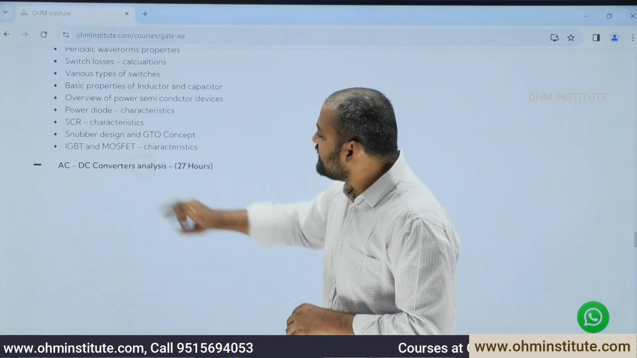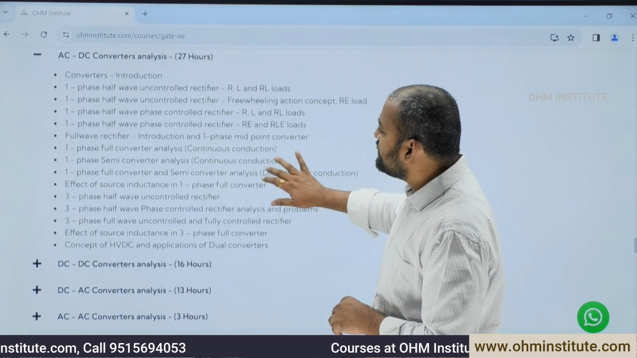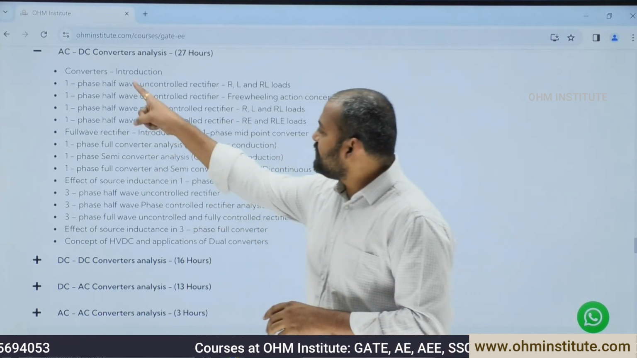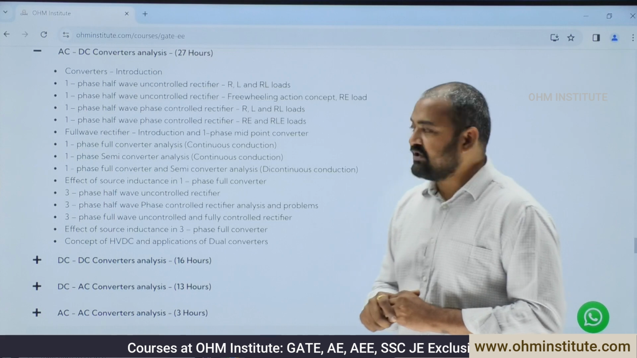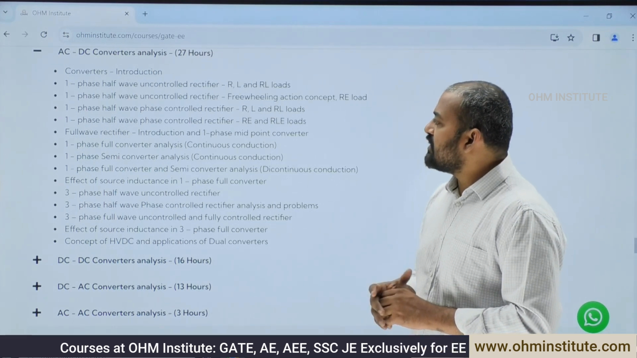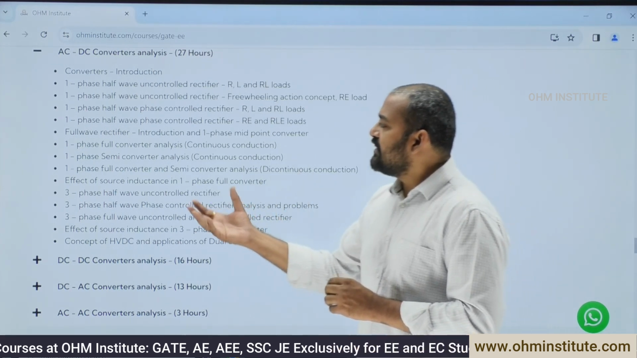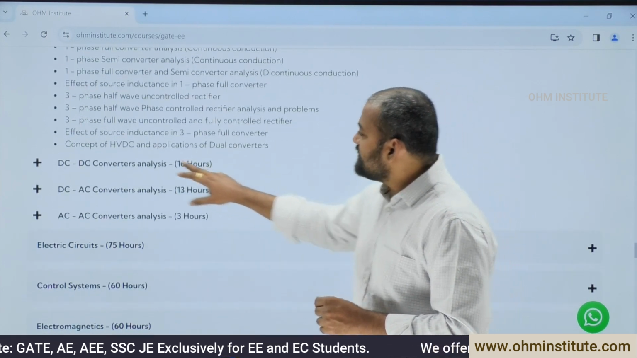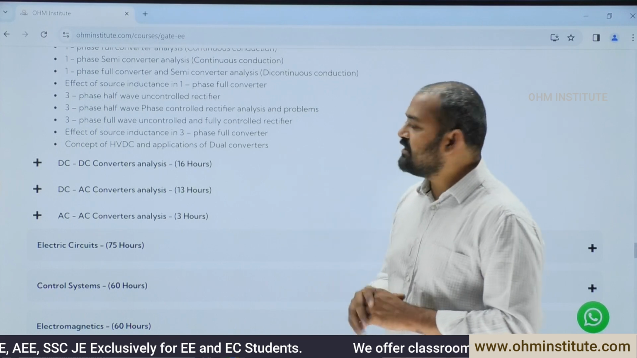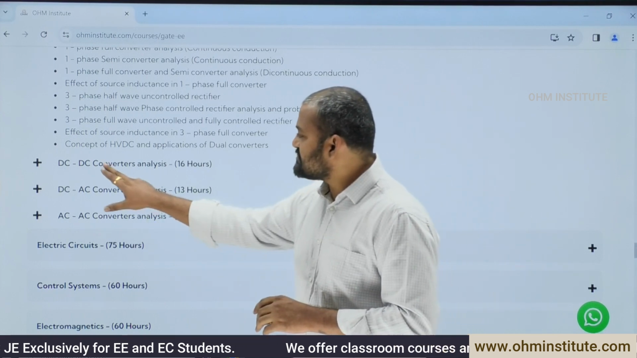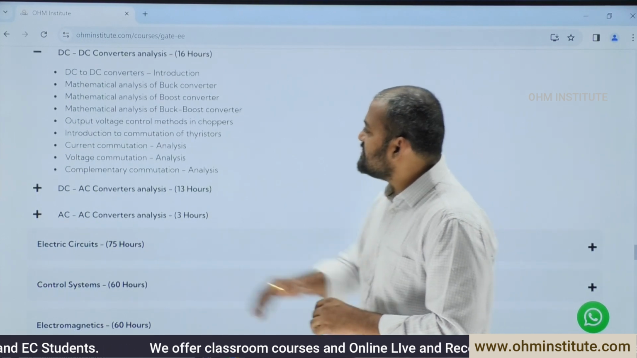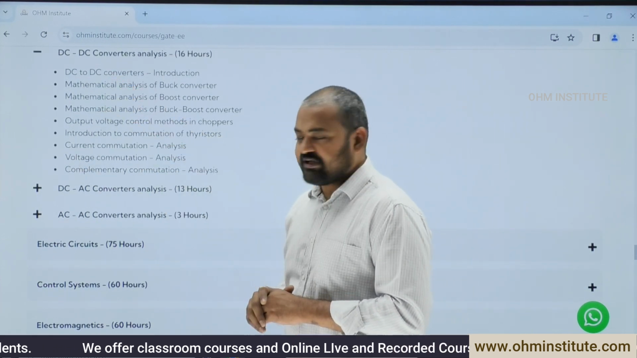Coming to rectifiers, AC to DC converter analysis, there will be single phase and also 3 phase. All the topics are going to be discussed: single phase, half wave, uncontrolled, controlled, full wave, everything. Then 3 phase, etc. And even some of the HVDC concepts will also be covered by Shankar sir in rectifiers itself. And then chopper circuit, DC to DC analysis, these are the subtopics that we have.